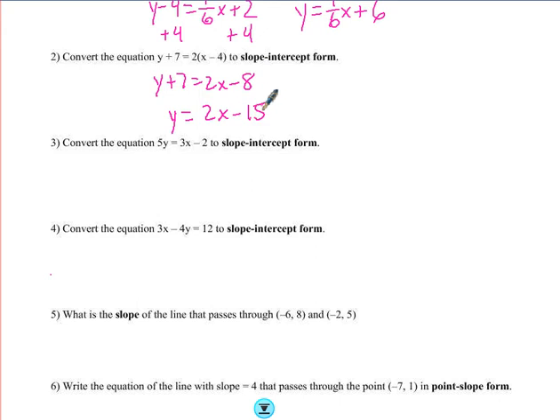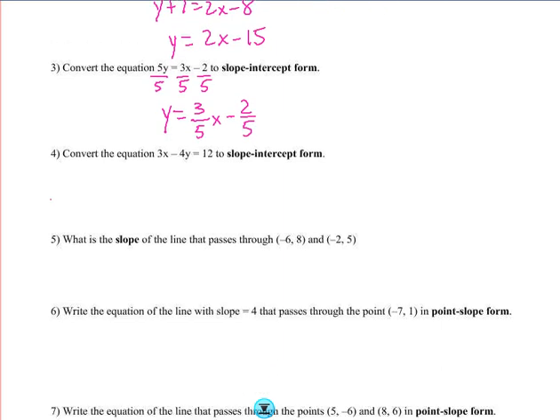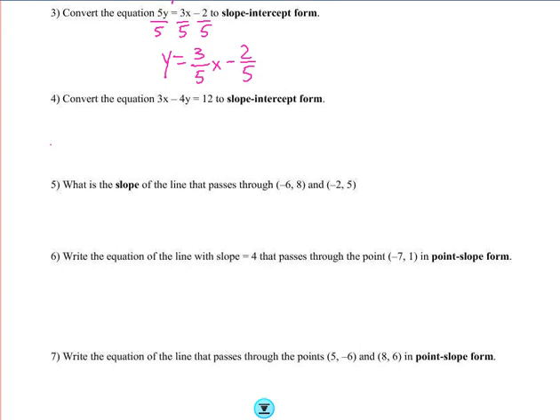Let's convert this equation to slope-intercept form. Here, the y is already by itself, but it has that 5 there. So we're going to divide each term by 5, and we get y equals 3/5 x minus 2/5. Easy enough. Number 4 asks us to convert, again, to slope-intercept form.